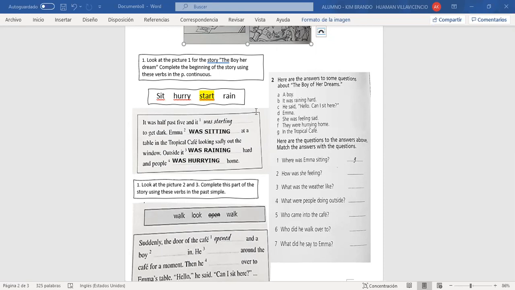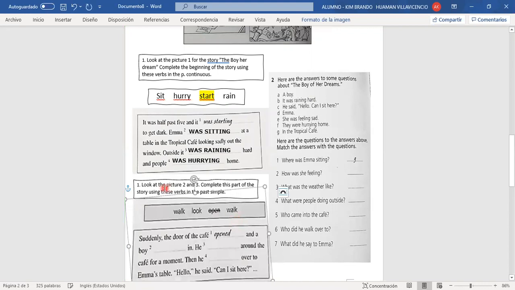What about the next one? Oh, this is number two. Yes? So, okay, vamos entonces in the number two. Dice, look at pictures two and three. Observamos la imagen dos y tres, y complete a part of the story using these verbs in the past simple. Ahora nos toca usar el past simple.